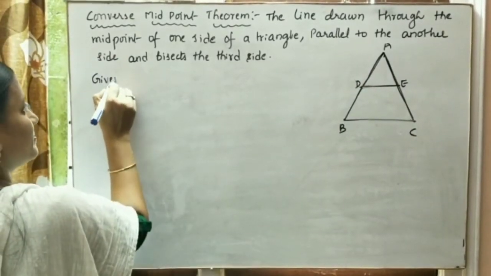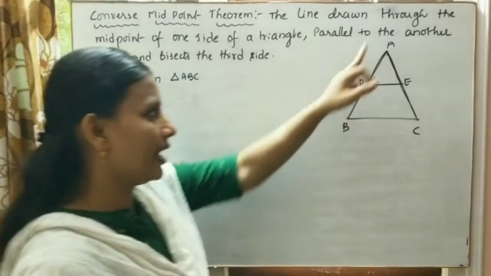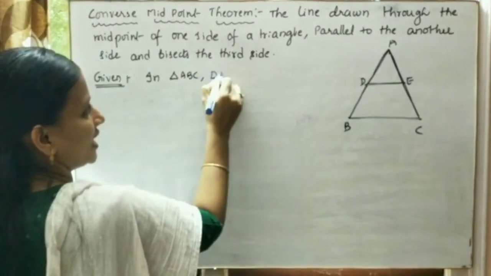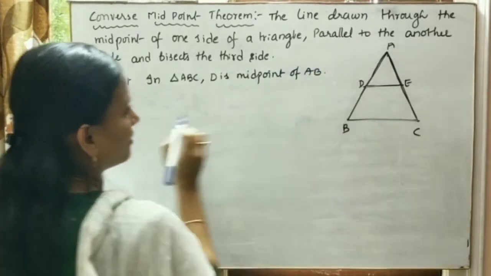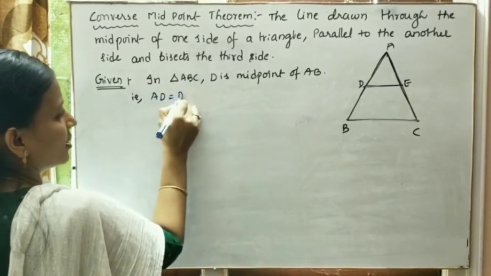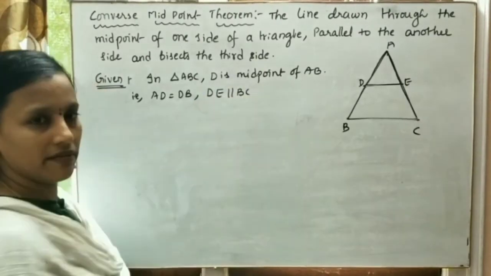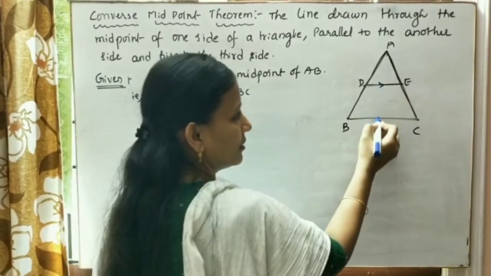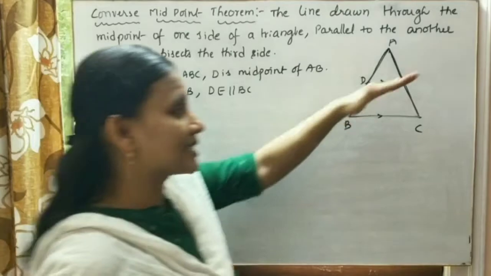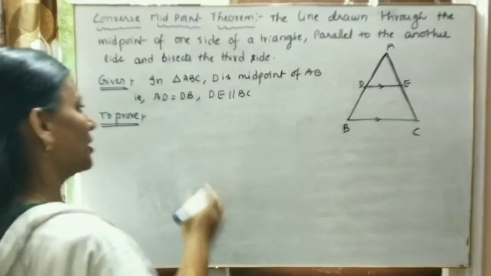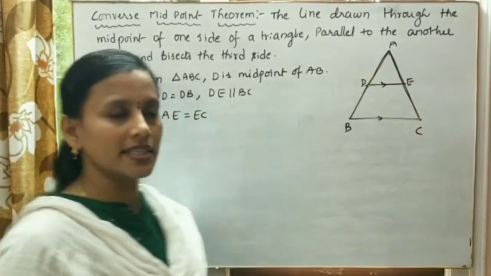What is given? In triangle ABC, D is the midpoint of AB, which means AD is equal to DB. And DE is parallel to BC is also given. So what do we have to prove? We have to prove that it bisects the third side, which means AE is equal to EC, or E is the midpoint of AC.